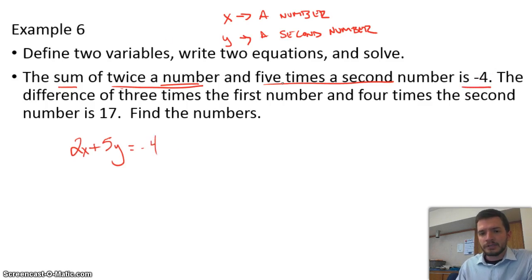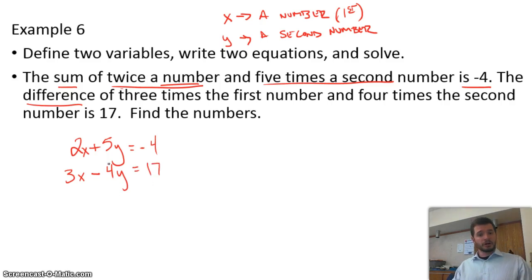So let's set up the second one. It says the difference of 3 times the first number, so x is the first number. So 3x, and the difference means it's subtraction here. And 4 times the second, so 4y equals 17. And there you go. There's our system.